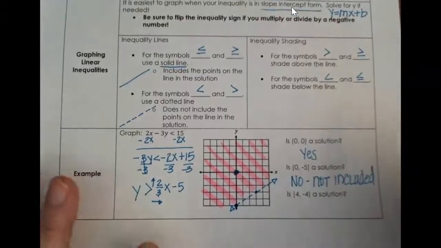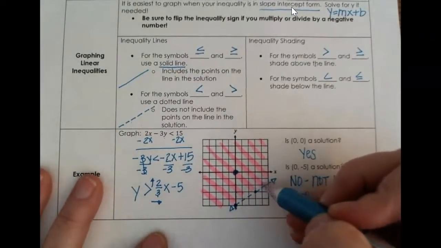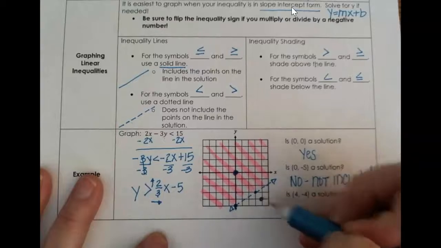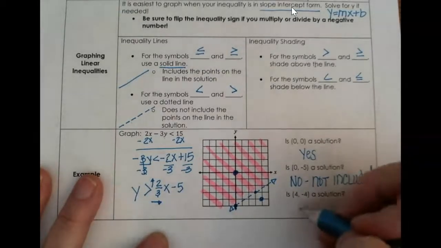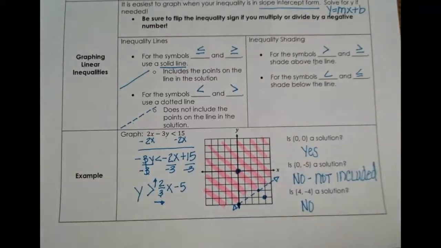All right, let's try another point. 4, negative 4. 1, 2, 3, 4. 1, 2, 3. See how that's not in the shaded? So this is not a solution. Okay, let's flip these over and take a look at the back.